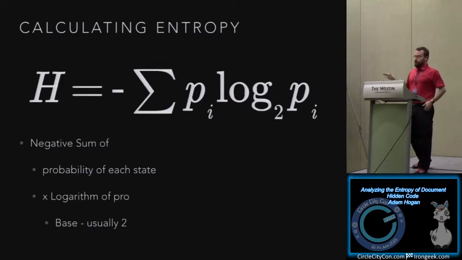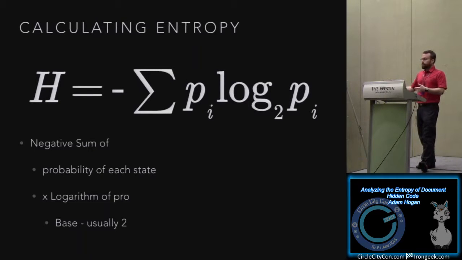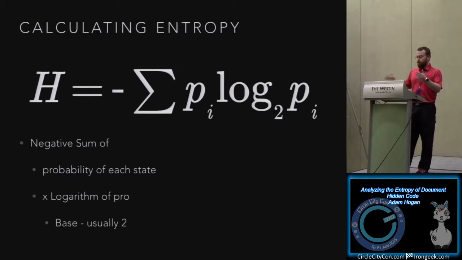What we're going to do is look at the negative sum, where P sub i is the probability of each state in a system. You multiply that by the log of that probability, and then add those up to get the total entropy of whatever you're looking at.